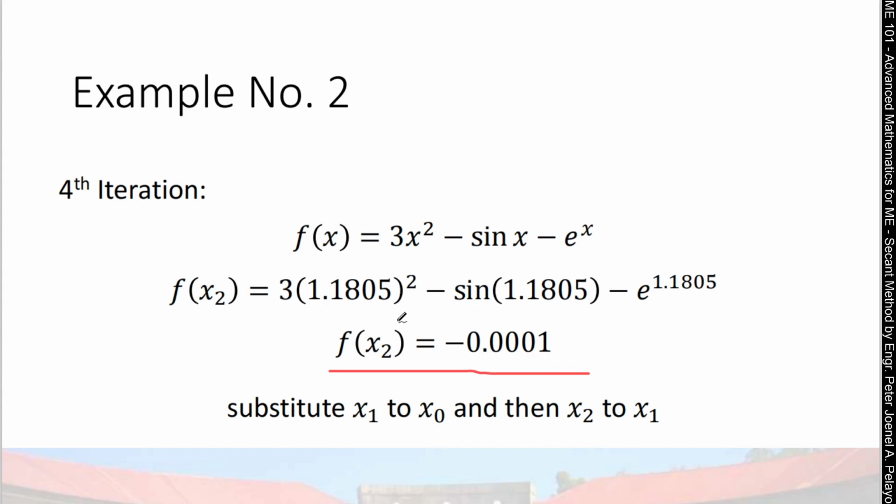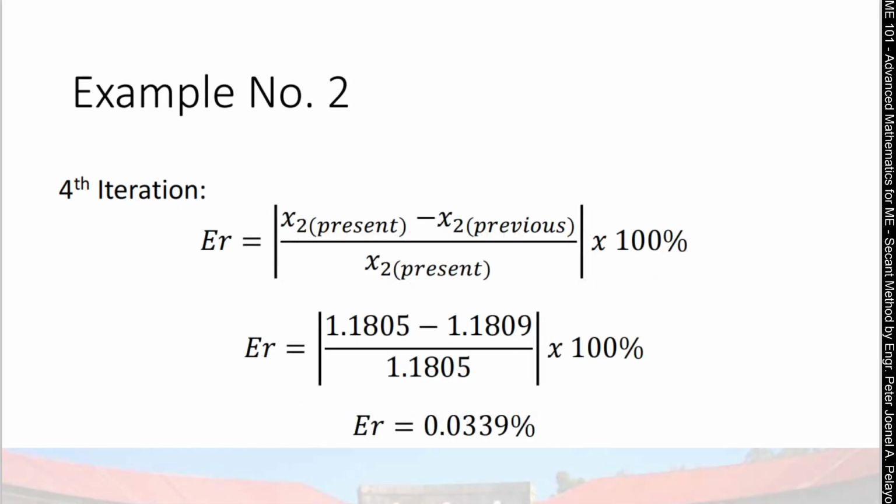So, substitute X1 to X0, then X2 to X1. And then, ER is 0.0339%.